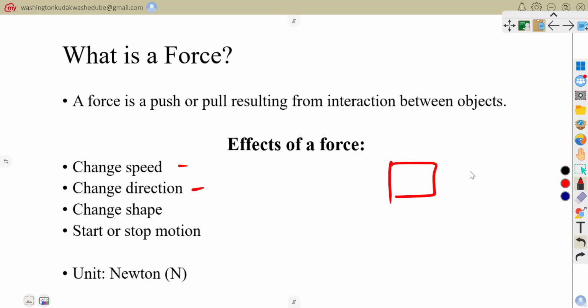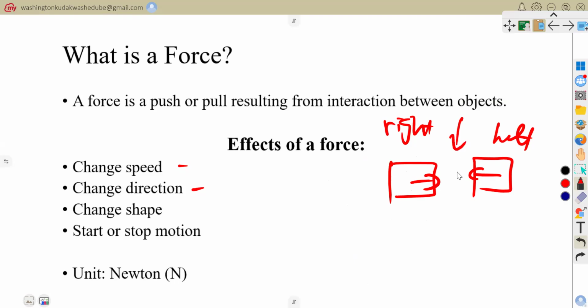Also, when we have two objects, the one moving towards the right and the other moving towards the left, and these two objects collide, you would see that the object moving at a slower speed than the other one, which carries a higher momentum due to its higher speed, will deform as it crashes on the other object.